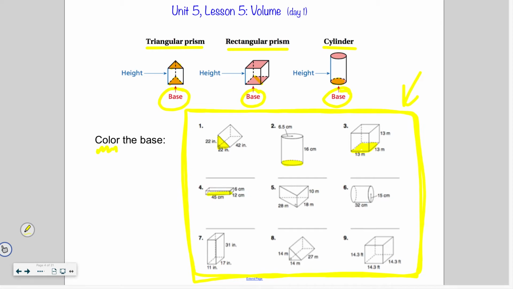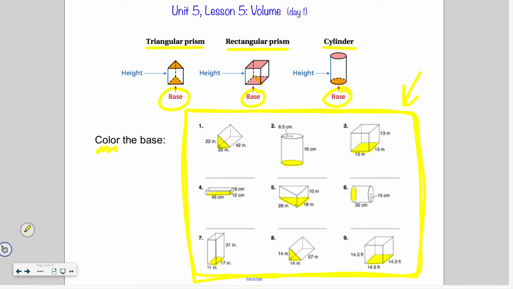So hopefully you're coming back to me now. You've paused the video. And I am going in and coloring the base shapes so you can see an answer key here. Be aware the base doesn't always end up on the bottom. All right, so that's what we're looking for there.